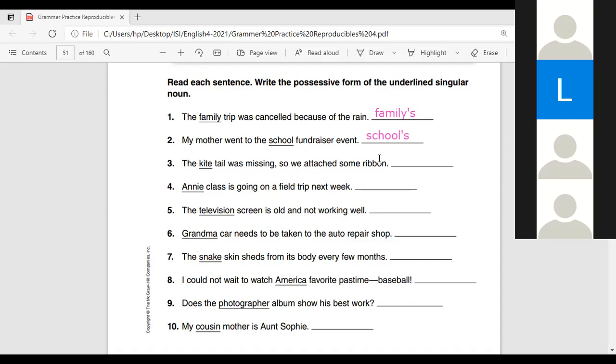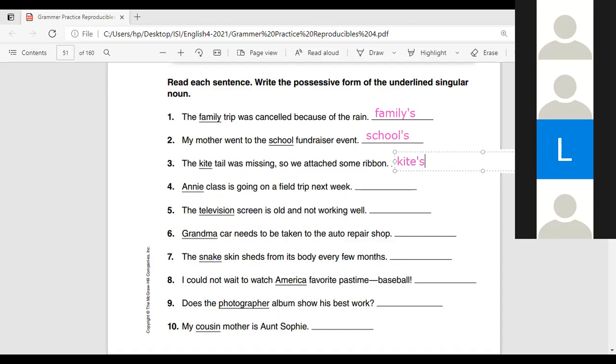The kite tail was missing, so we attached some ribbon. Kite's. What do we add? Apostrophe then S. Thank you. Miss, can I do 4? Talia is solving number 3. Why do you interrupt her? Apostrophe then S. Thank you, Talia.